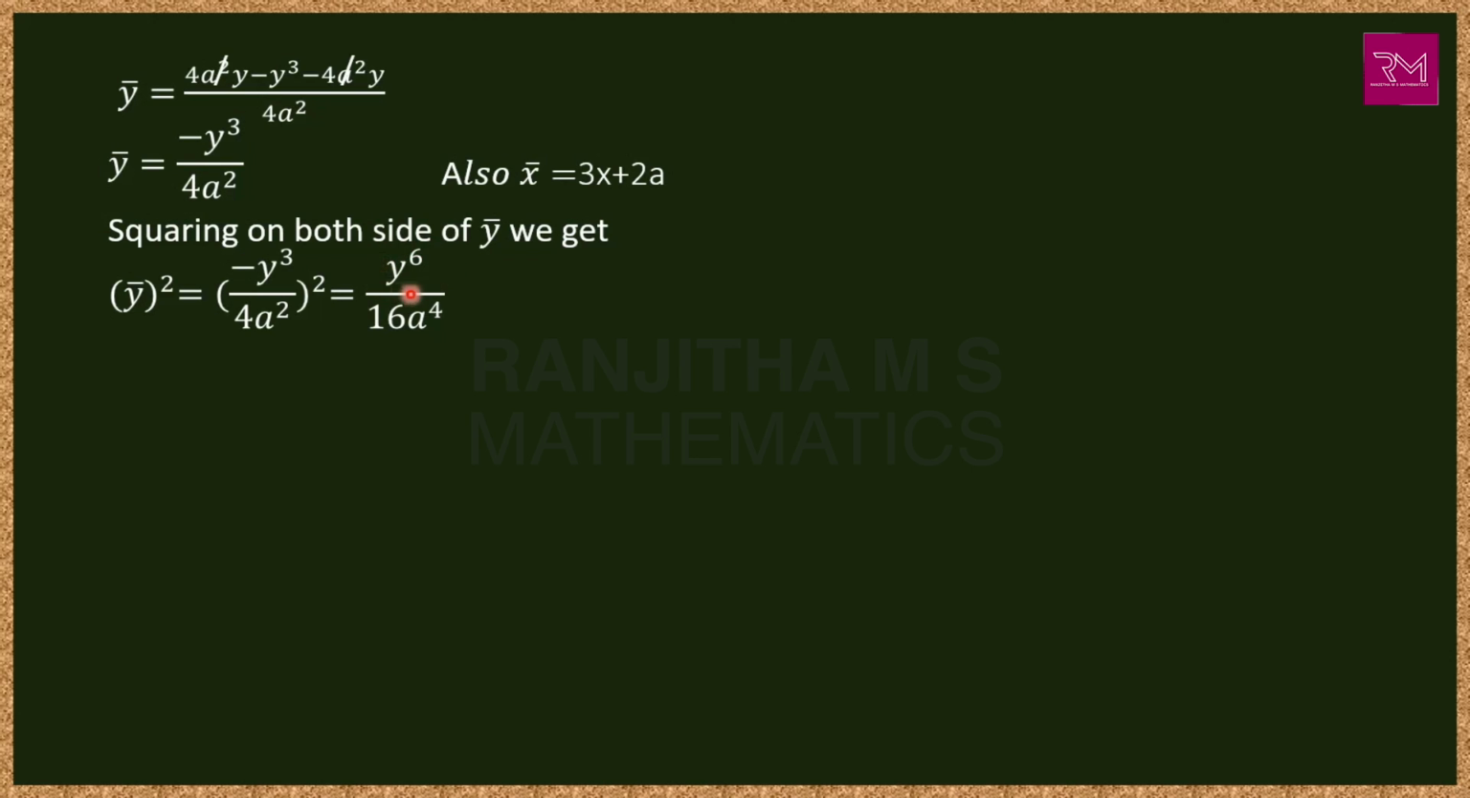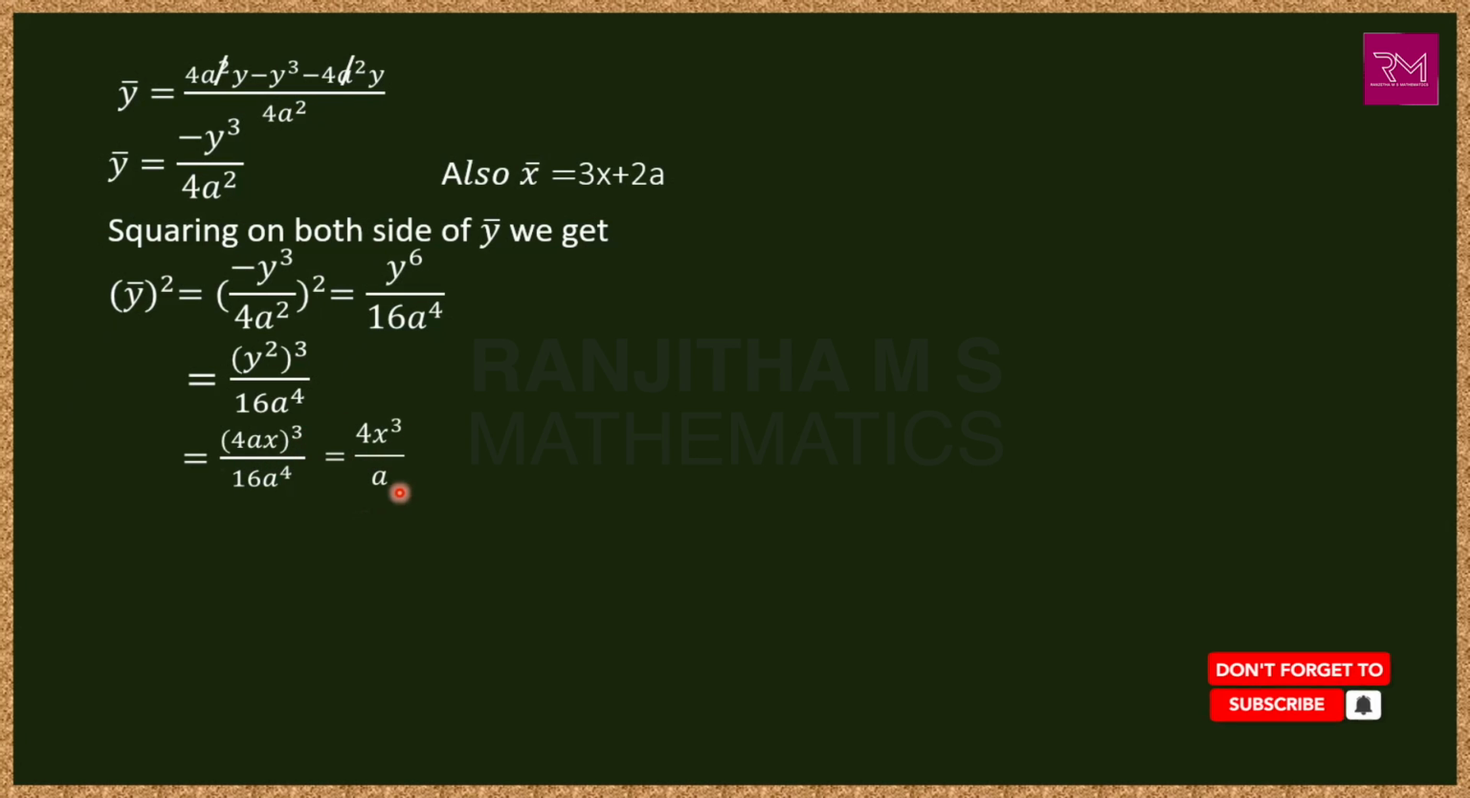Now to substitute y square value as 4ax. In the given problem they have mentioned the equation of parabola is y square is equal to 4ax. To substitute y square value over here, we can rearrange the term as y square whole cube divided by 16a power 4. Now we know that the value of y square is 4ax. Substituting as 4ax whole cube divided by 16a power 4. Here 16a cube and here also 16a cube. 4 cube is nothing but 64. Hence 16a cube gets cancelled. Hence you obtain 4x cube divided by a. This is our y bar square value.